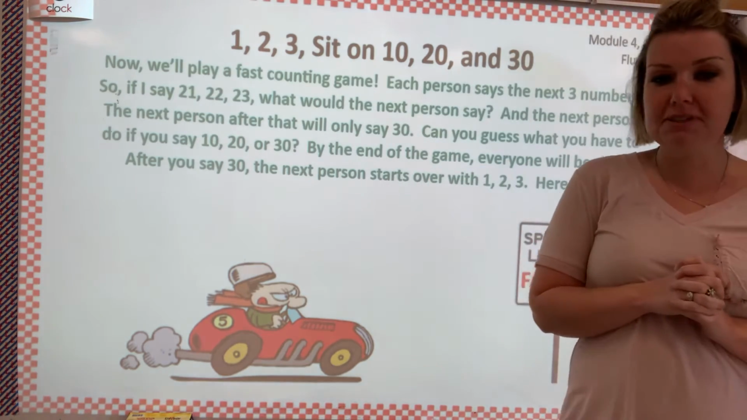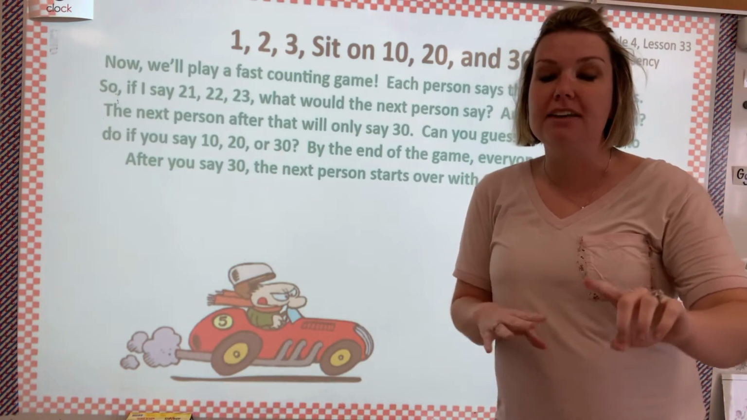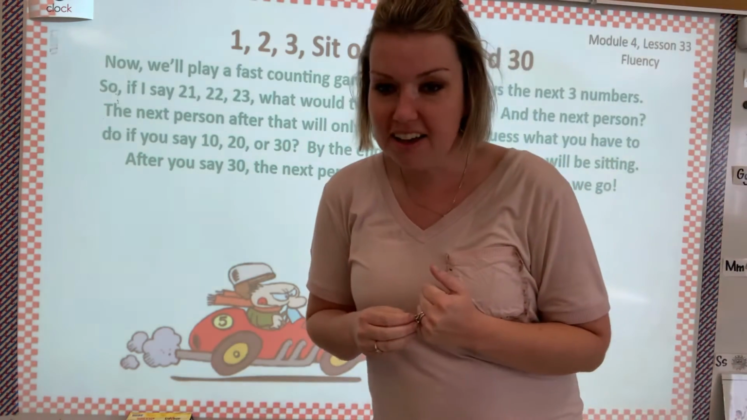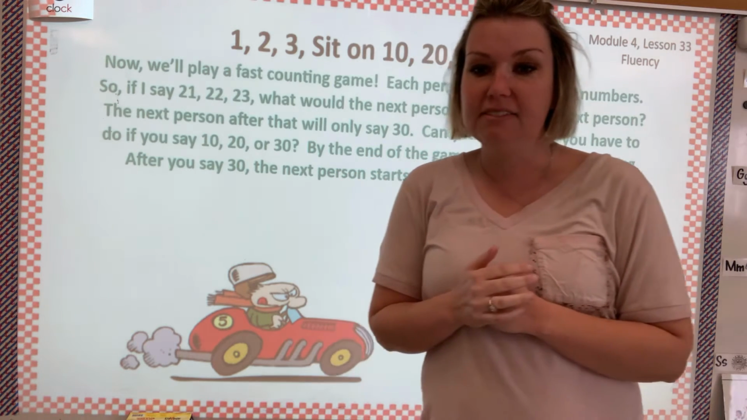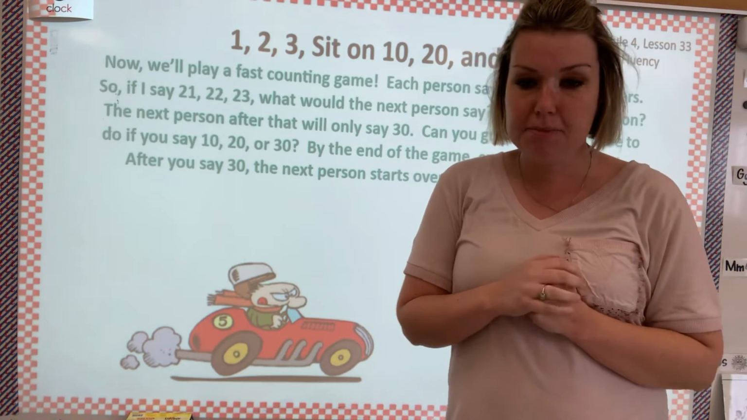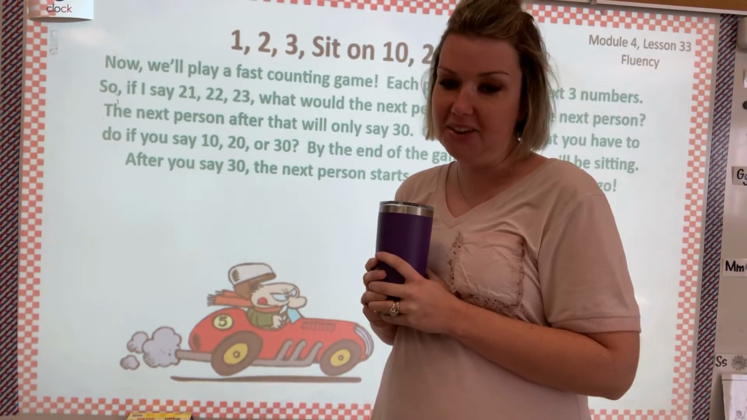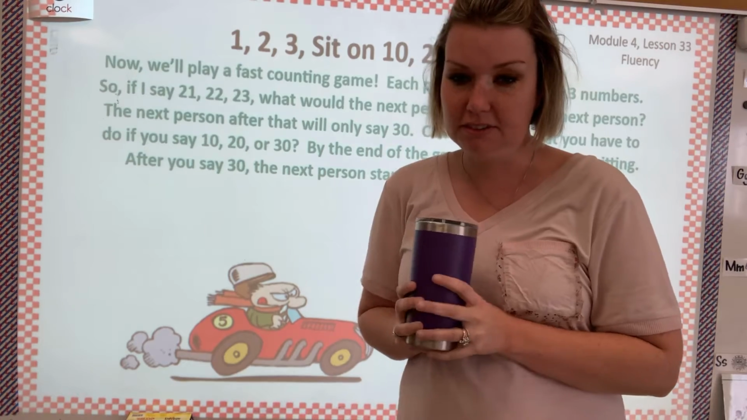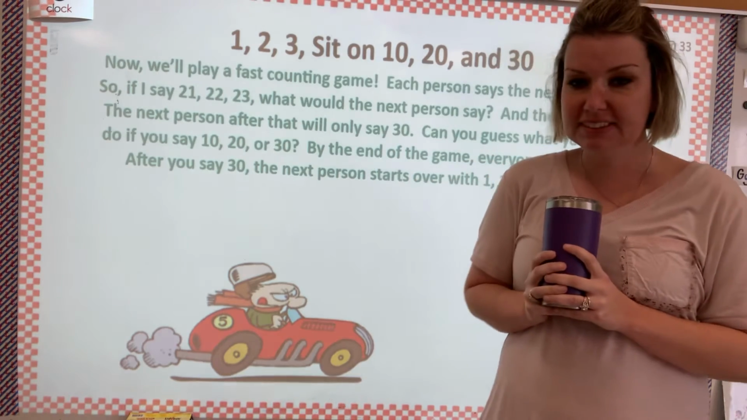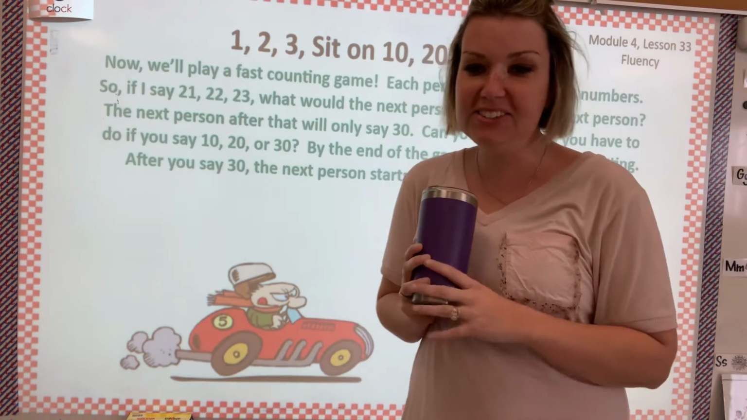Ryan, say the next three numbers after. Oh no, 30. After 30. Sorry, Ryan. You go back to 1. Start over. 1, 2, 3. Okay. Alan. Oh, Alan wasn't there. Grant, what comes after 1, 2, 3? Tell me the next three numbers. 4, 5, 6. Okay. Anya. 7, 8, 9. Nicole. 10. So you sit down.